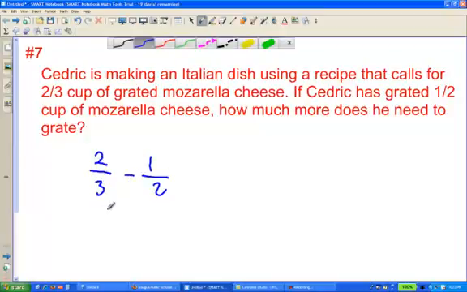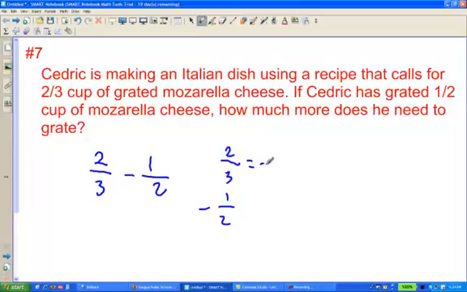What's left? Well, we need a common denominator here. So I'm going to line these up first of all, so it looks a little bit easier. 2/3 minus 1/2, and I need a common denominator. The least common multiple of 3 and 2 would be 6. And to get from 3 to 6, I multiplied by 2. So I'm going to do the same thing on top here.